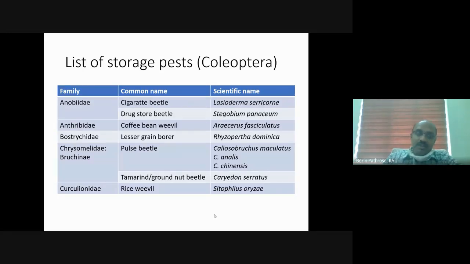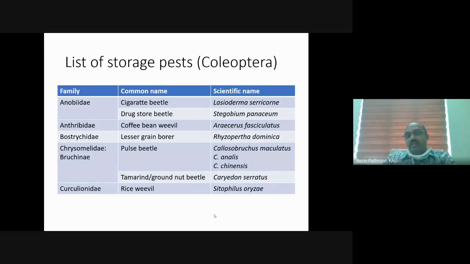So we have family Anobiidae comprising cigarette beetle and drugstore beetle. Cigarette beetle is Lasioderma serricorne. Drugstore beetle is Stegobium paniceum. Then we have coffee bean weevil. It's a minor pest. Scientific name is Araecerus fasciculatus, belonging to the family Anthribidae. Then we have lesser grain borer, Rhyzopertha dominica, belonging to the family Bostrichidae.